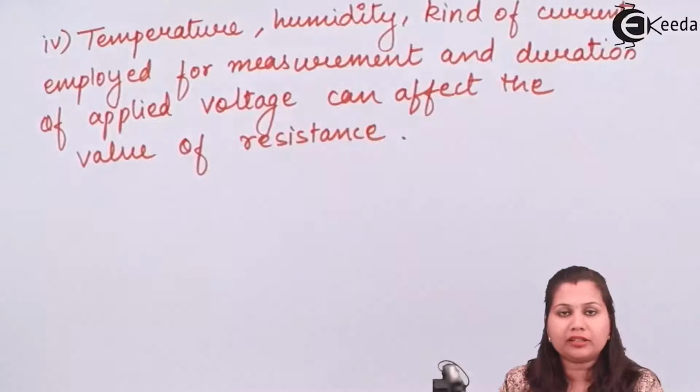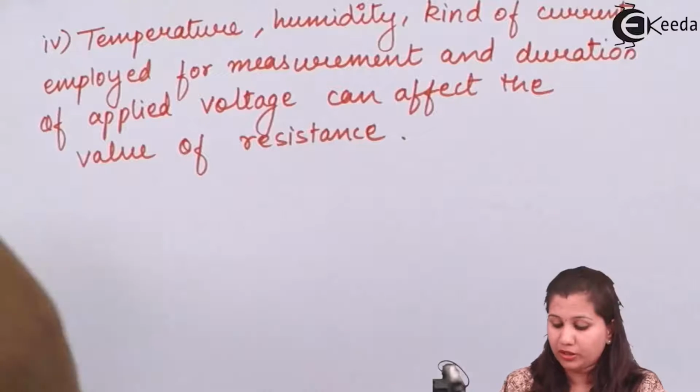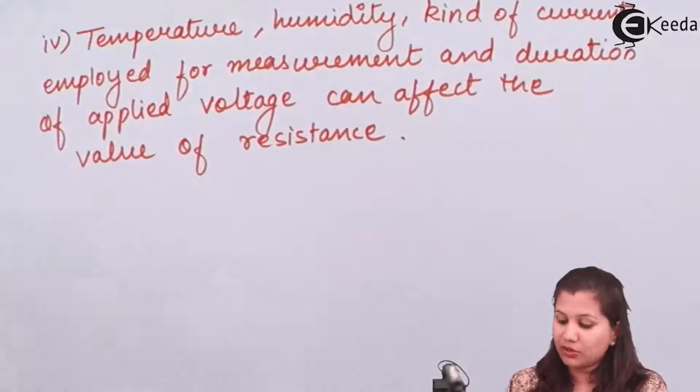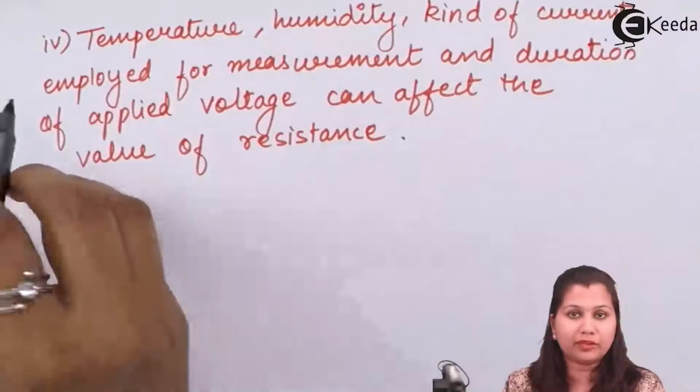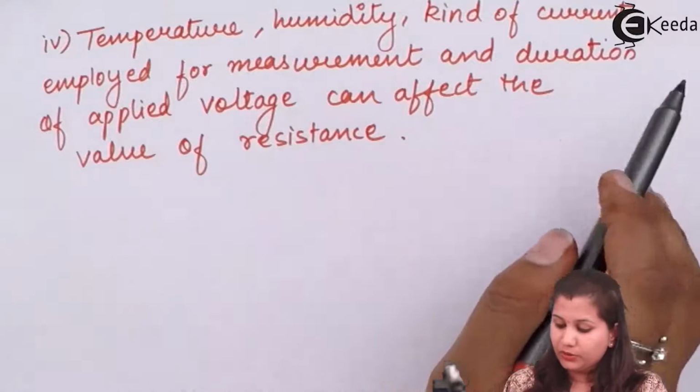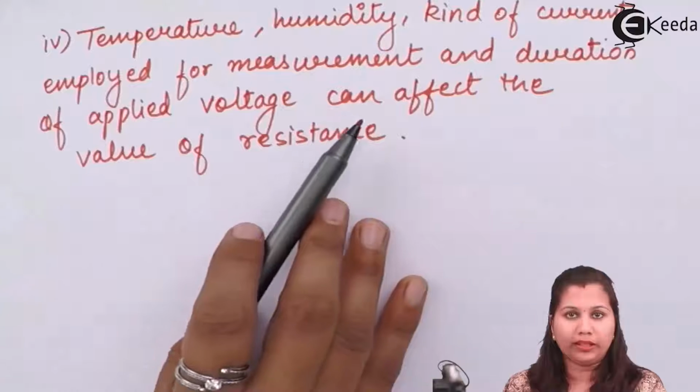Now, there are other factors which can affect the value of the resistance we want to measure, like temperature. Temperature can change the resistance. Humidity, the kind of current we are employing, either AC or DC, and whether the current is constant or fluctuating also matter. And also the duration of the applied voltage.